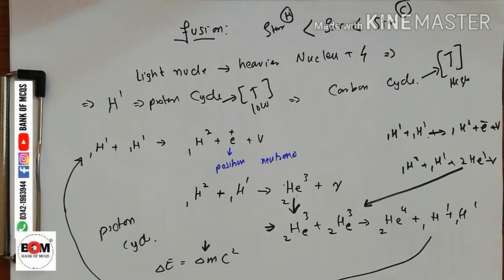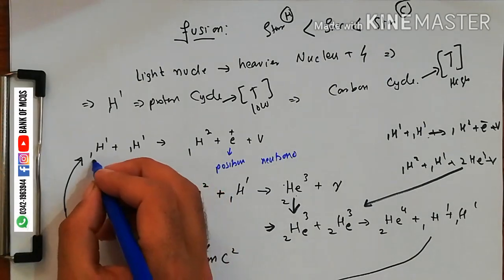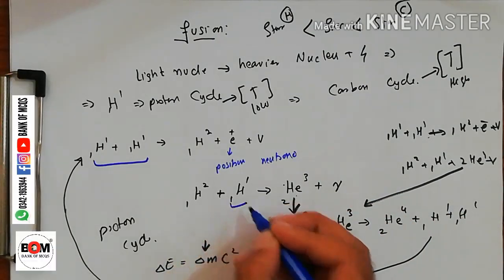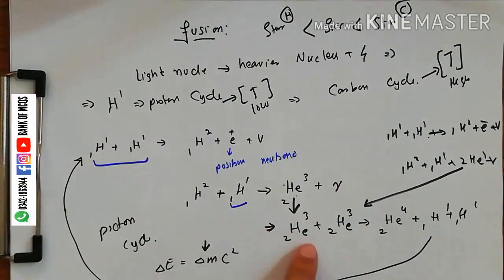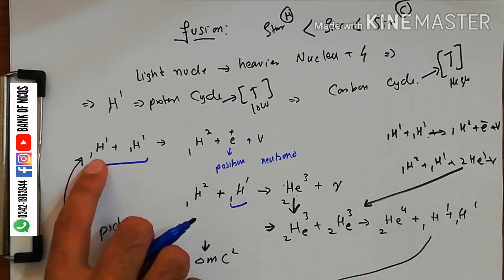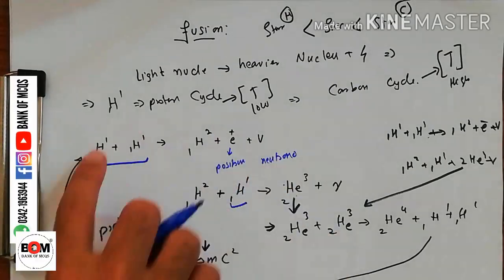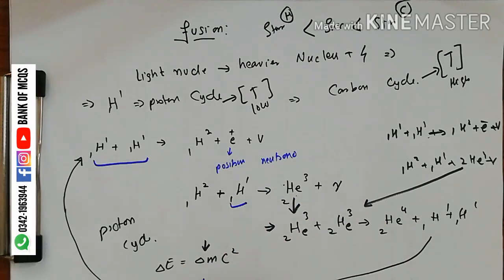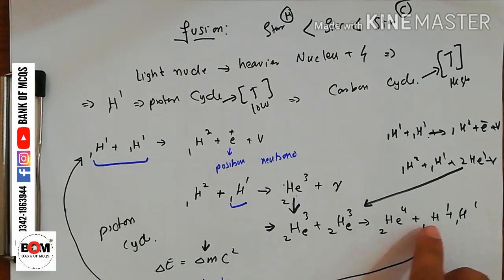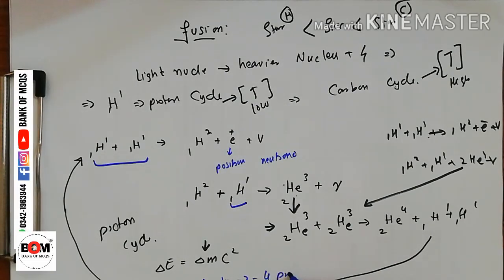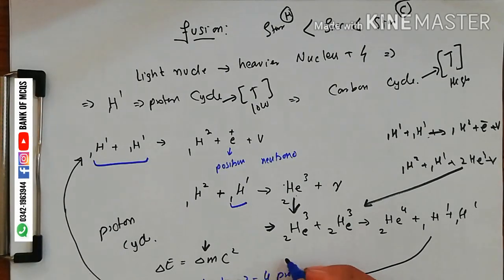Now if we see the change in mass, in the first step we use 2 protons, and in the next step 1 more proton is used, so 3 protons. This reaction occurs 2 times, because we need 2 He3. So 1, 2, 3, and it occurs 2 times, so 6 protons are used. Total protons used is 6, and in the product we get 2 protons. So 6 minus 2 is equal to 4 protons. So the net protons used as reactants is 4.